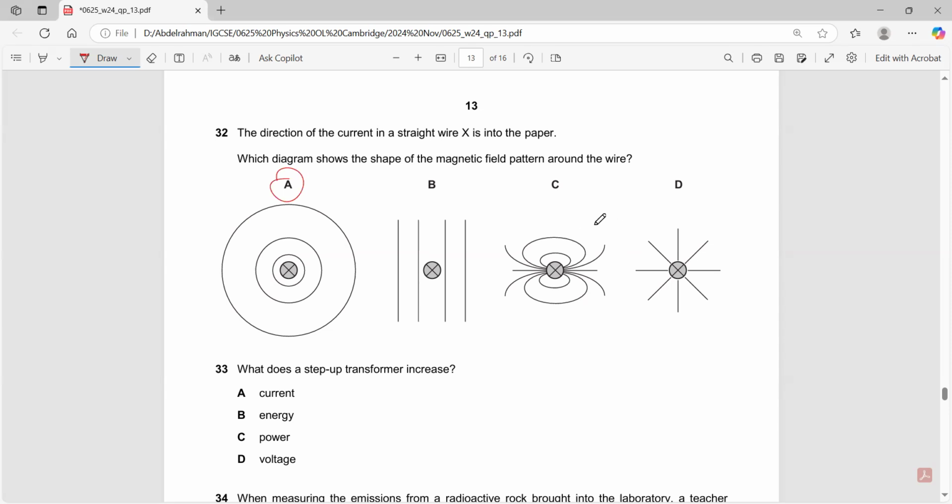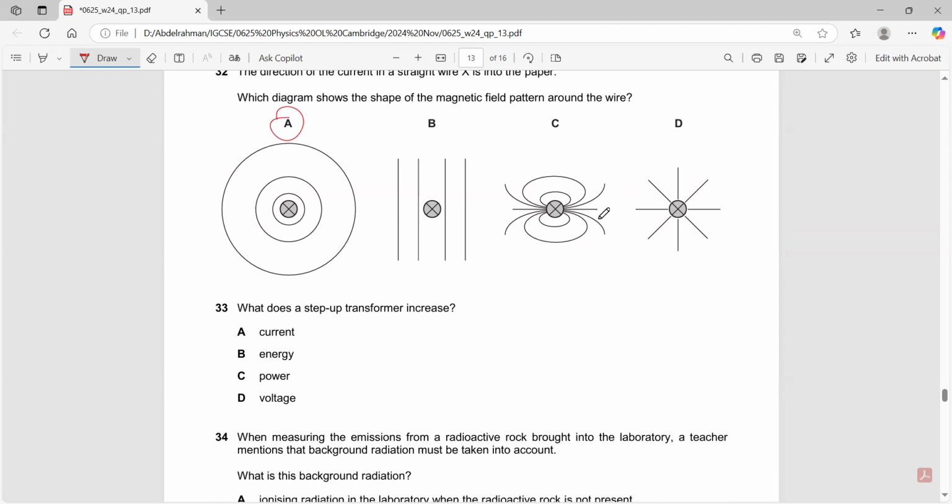What does a step-up transformer increase? Step-up transformer, it increases what? Voltage. Yes, a step-up transformer increases the voltage.